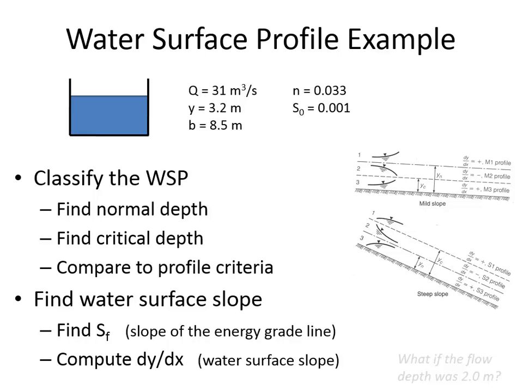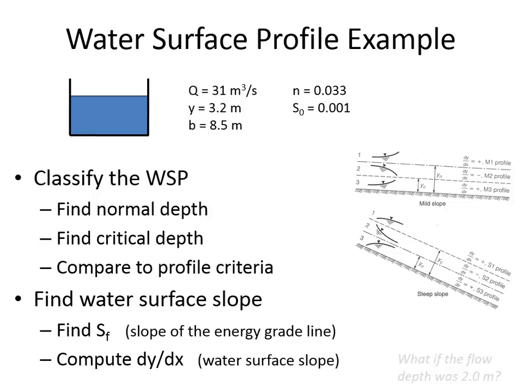Here you can see very lightly in gray, it says, what if the flow depth was 2 meters? So just to practice the flow classification, if the given flow depth was 2 meters, that would have been between y sub n and y c. So what kind of a profile would we have then?